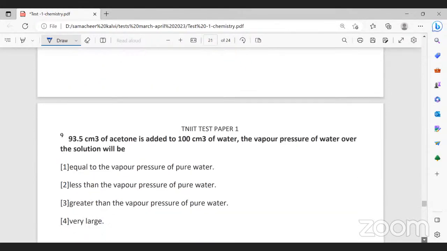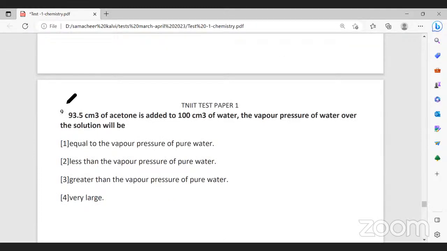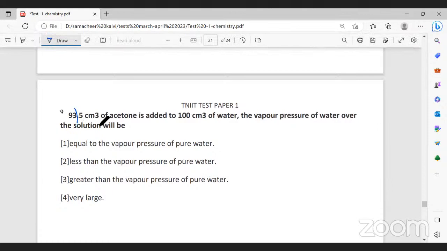The next question, it's not 95, it's 90, this is the 93rd question. 5 centimeter cube of acetone is added to 100 centimeter cube of water. The vapor pressure of water over the solution will be equal to the vapor pressure of pure water, less than the vapor pressure of pure water, greater than the vapor pressure of pure water, or very large.